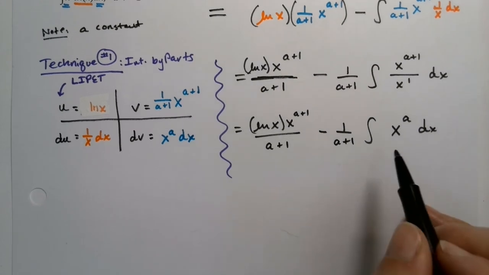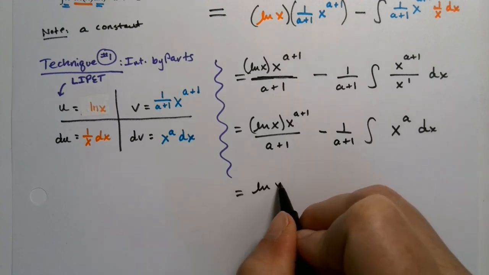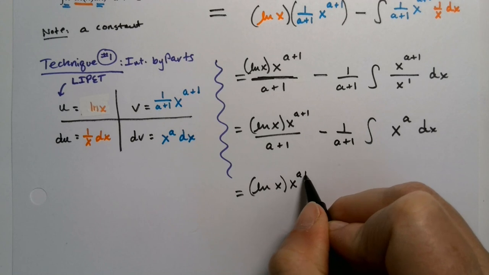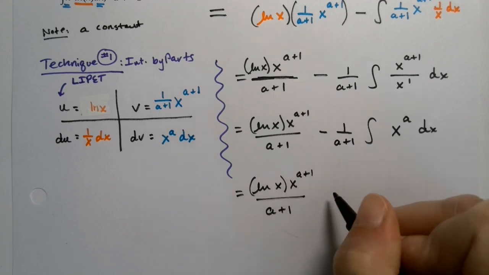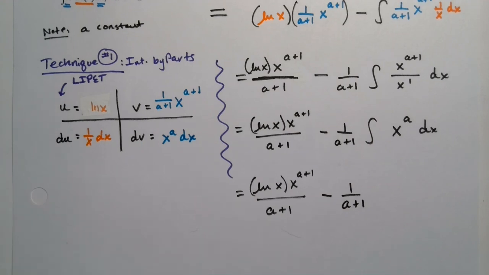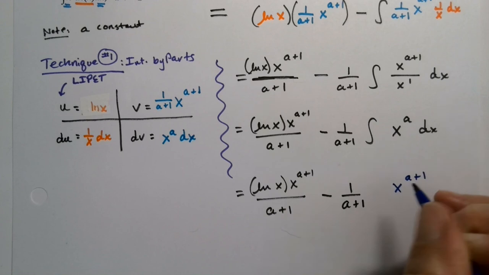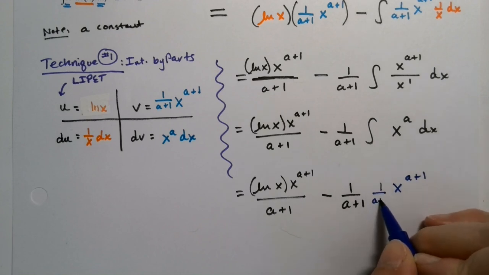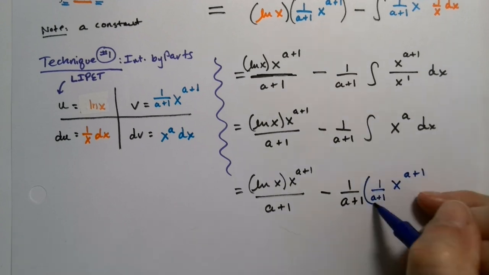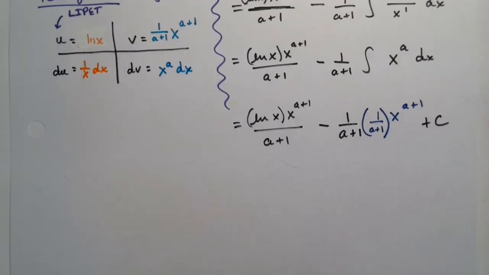All right, well, this we can integrate. This is no problem. So this is the natural log of x times x to the a plus 1 over a plus 1 yet again, minus, all right, there was a 1 over a plus 1 there. And now when I integrate this particular piece, it'll be x to the a plus 1, and then there'll be another 1 over a plus 1 right there, plus c. Now I finally finish off my integration, so I'll put a plus c there.